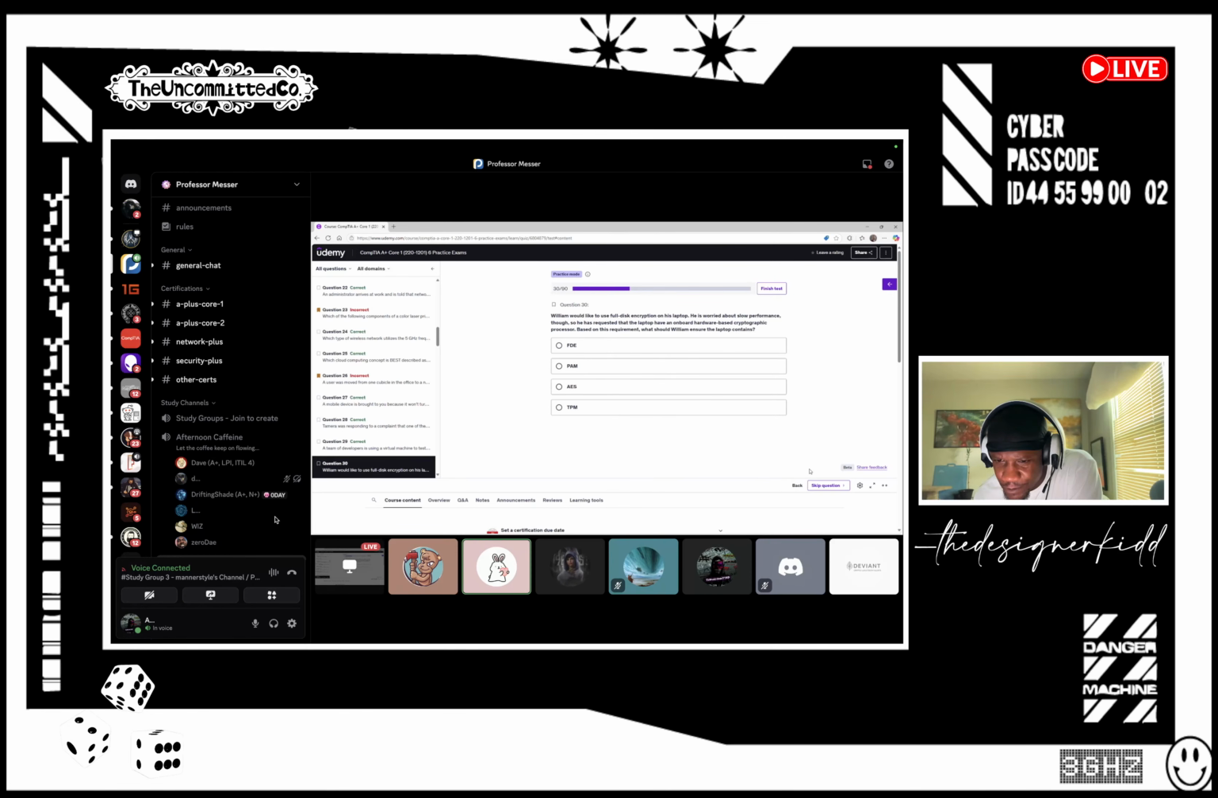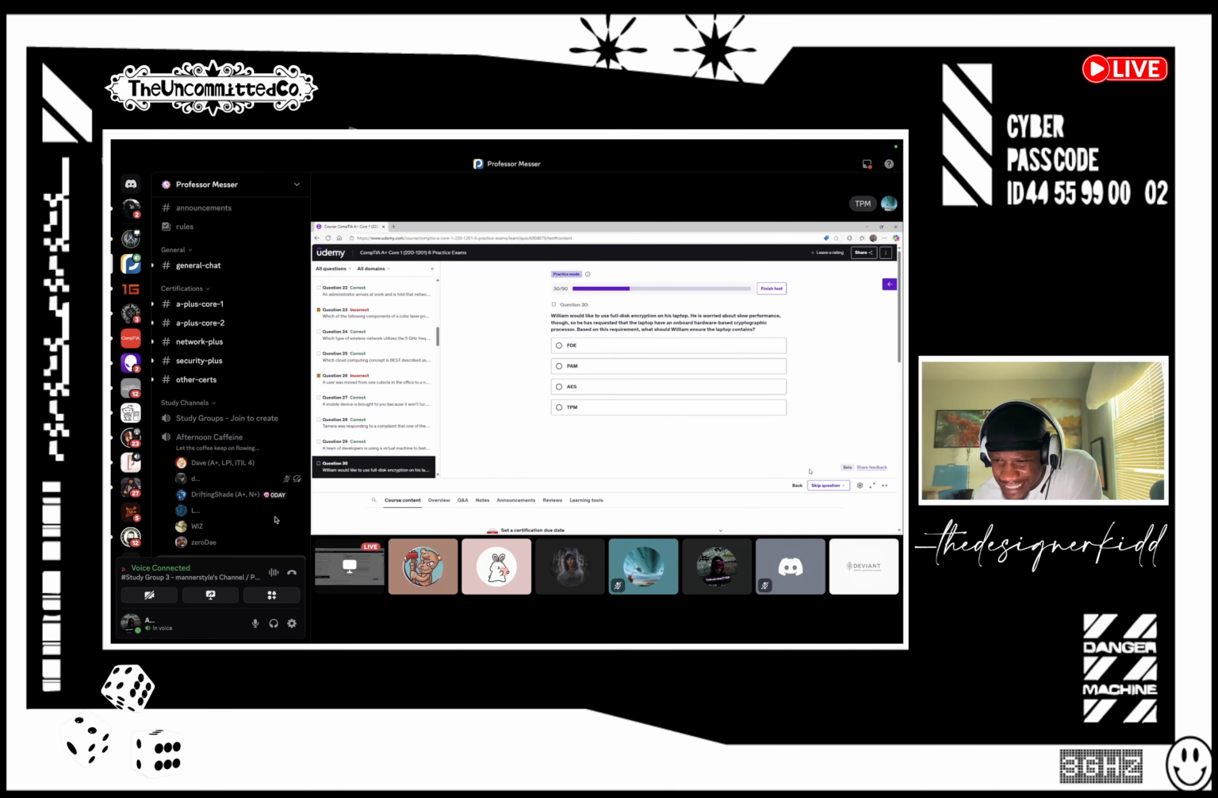Let's see. William would like to use full disk encryption on his laptop. He is worried about slow performance though, so he has requested that the laptop have an onboard hardware-based cryptographic processor. Based on this requirement, what should William ensure the laptop contains? FDE, PAM, AES, or TPM?